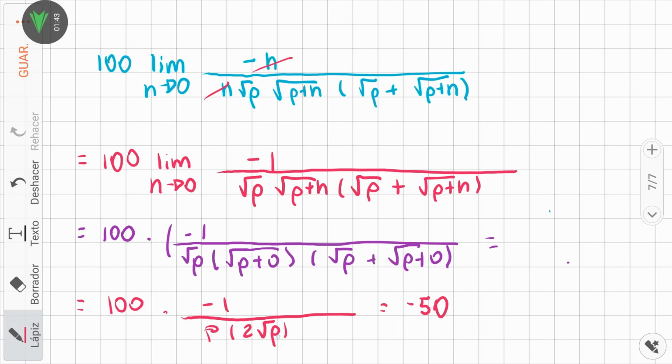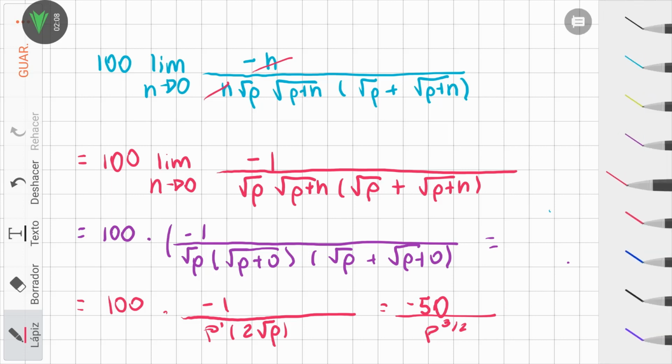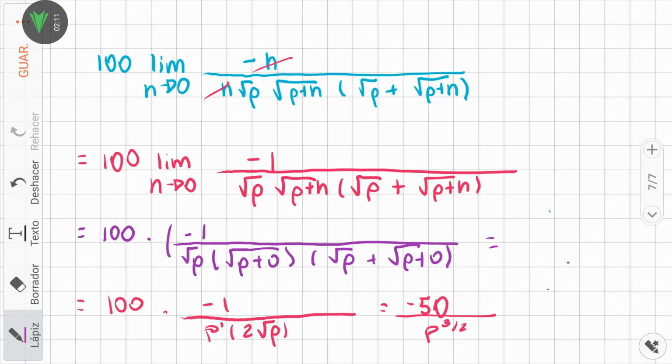And here underneath you have p to the first power times the square root of p. So remember that the square root of p is basically p to the 1/2, okay? And then remember the law of exponents, you simply add up the exponents, and that will be p to the 3 over 2, okay? And if you wish to move that to the numerator, which is the most convenient thing to do, then that will be negative 50 p to the negative 3 over 2. If you have troubles with the law of exponents as well, you can tell me and I'll do a video about that.